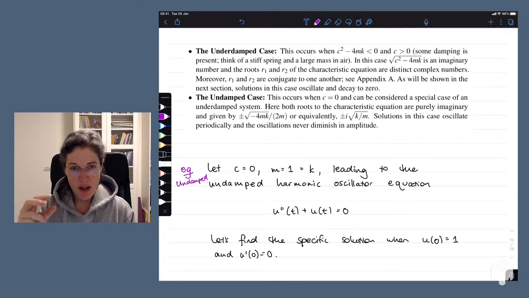But take a moment to just get comfortable with working with the overdamped case, and then when you're ready, come back and we will talk about the underdamped case and the undamped case.